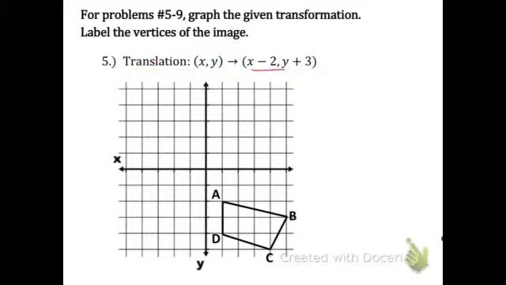On 5, it gives you this translation here. You need to subtract 2 from x and add 3 to the y. If you're subtracting 2, that's going left 2. Adding 3 to the y makes you go up 3. So left 2, up 3, and you just do that for all of your coordinates.